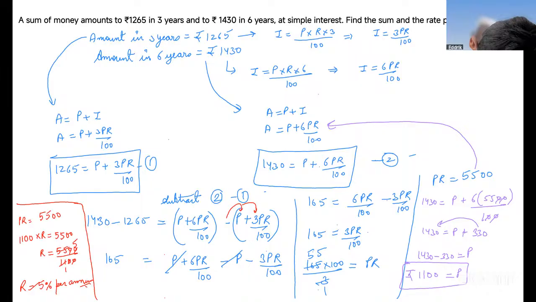So P plus 6PR upon 100 is the amount for 6 years, no? And the amount for 3 years is P plus 3PR upon 100.